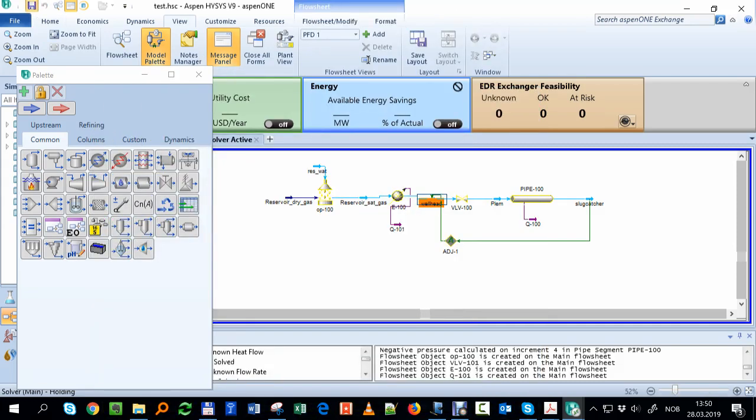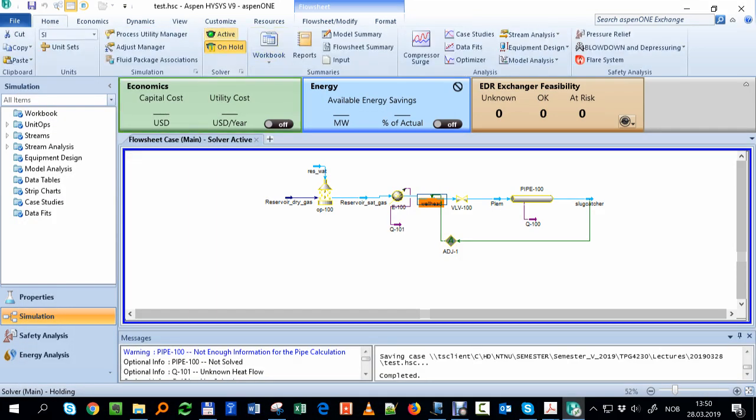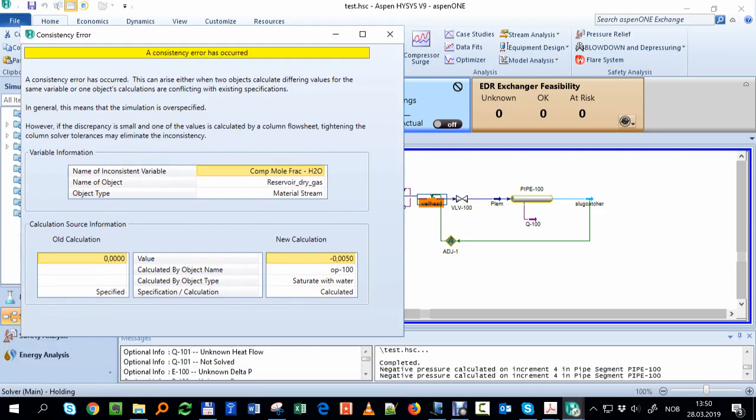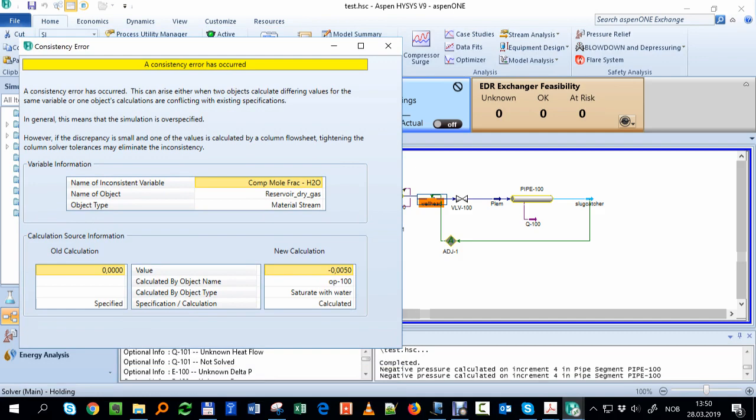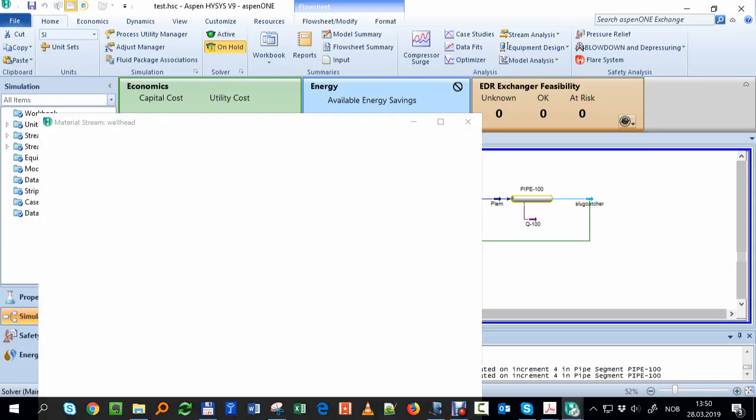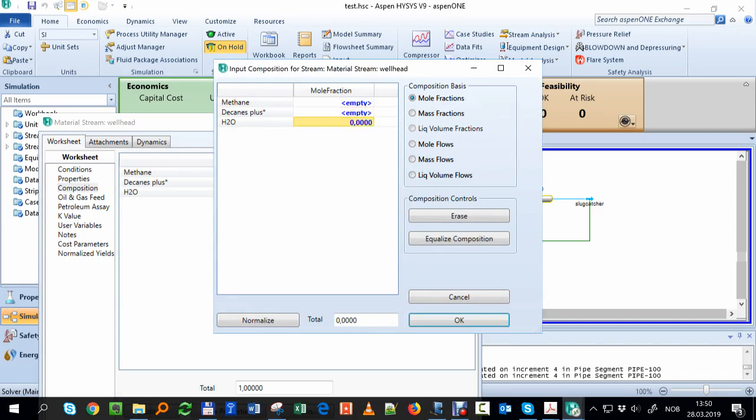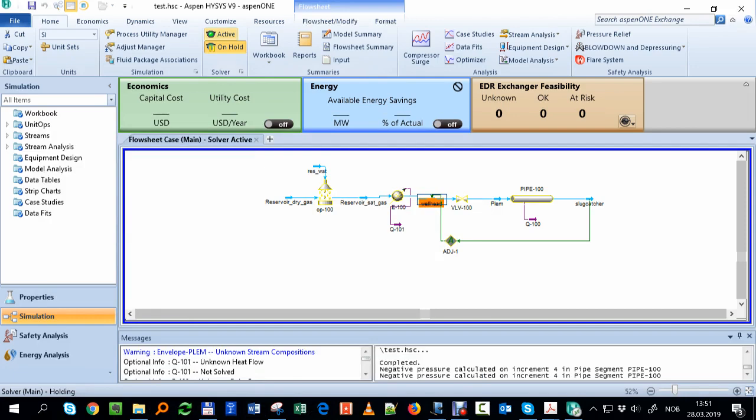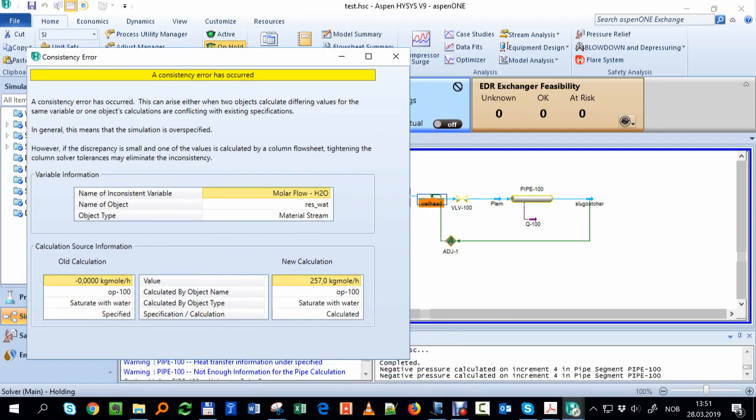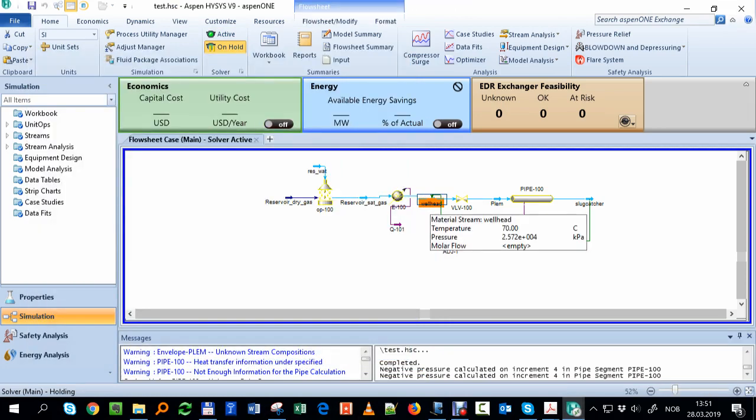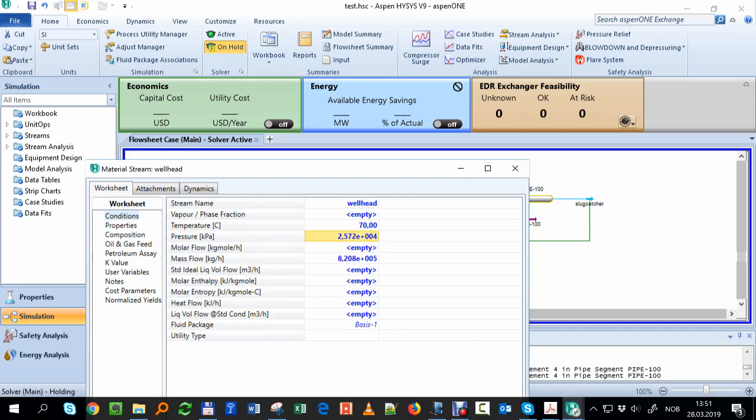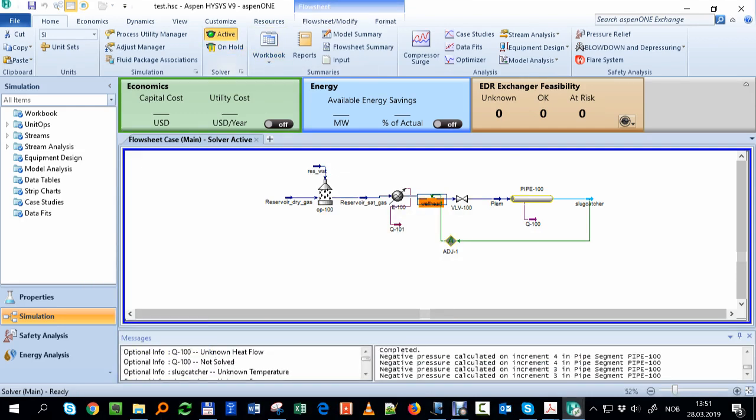So maybe we can try to save. Remember to save, otherwise you lose everything. Yeah, it's active. Oh, yeah, here I think the composition, I have to delete this. Okay, the rate, we know the rate. We have to take out the rate here. Okay, finally. A bunch of problems. So we have to put the rate here, and I don't remember what it was. Do you guys remember? What did we use last class?